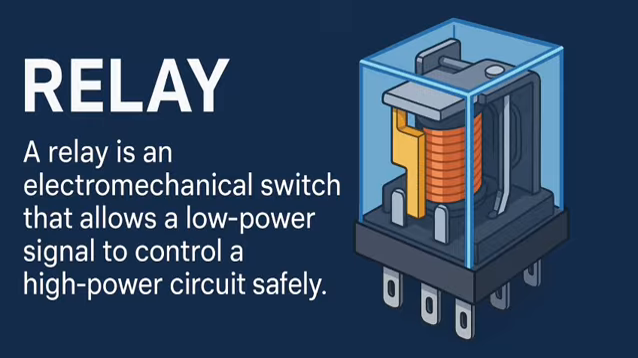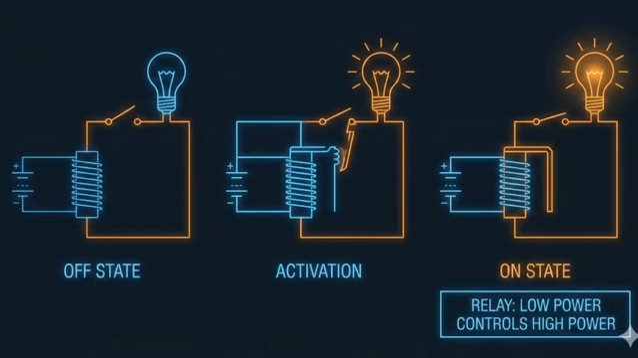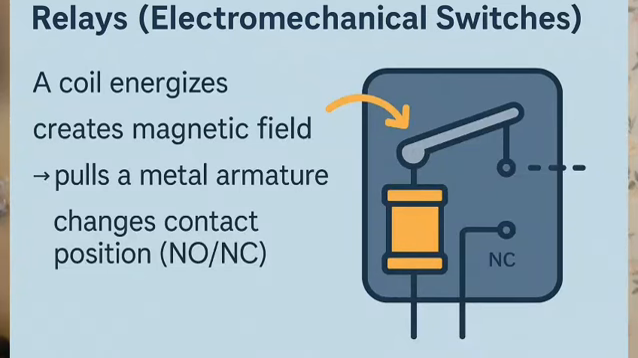The major type of electromechanical component is the relay. A relay is an electromechanical switch. The purpose of a relay is to control a high voltage or high current circuit using a low power signal. You might be wondering, how does a relay work? When a coil is energized, it creates a magnetic field, which pulls the metal armature and changes the contact position between on and off.